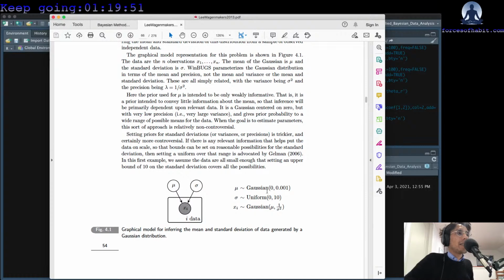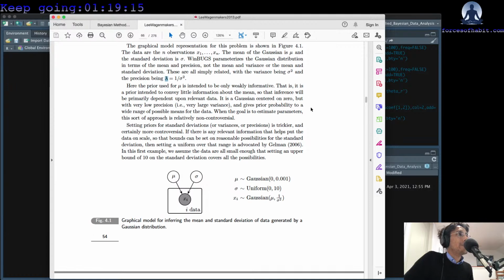The mean is Gaussian with mean zero, and WinBUGS parameterizes the Gaussian distribution with precision, though precision is deterministically related to the variance. So they use lambda. I've seen tau also used commonly. I'm actually in an applied Bayesian class now in my department, and we use tau, but whatever. Just have to keep that in mind. So one over the standard deviation.